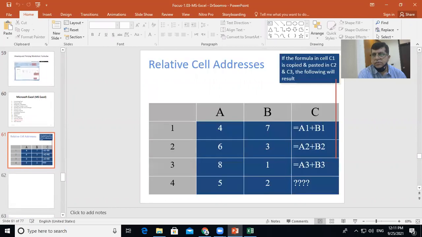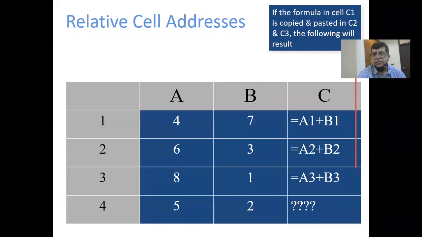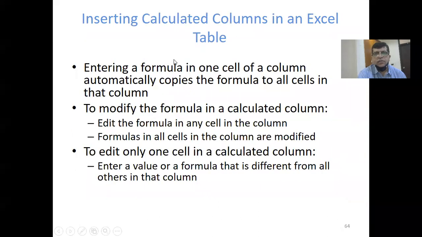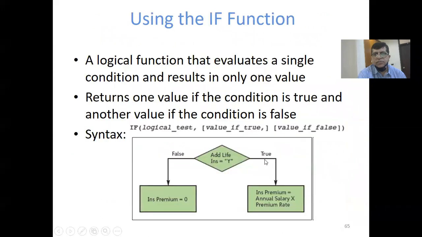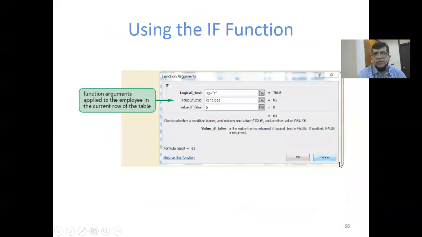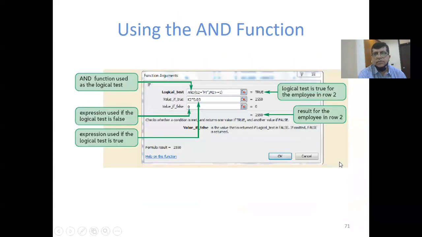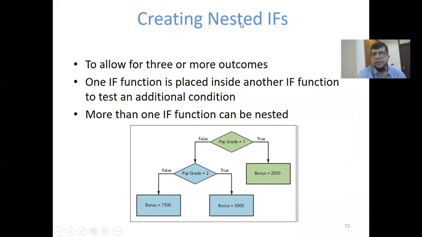Okay, logical functions, and here we discussed IF, AND, OR. We discussed the logical operators, conditional operators, and the simple IF condition. We discussed the AND, OR condition. Now, creating nested IF to allow three or more outcomes. For example, if this, otherwise if this, otherwise if this. So you have so many possible options.